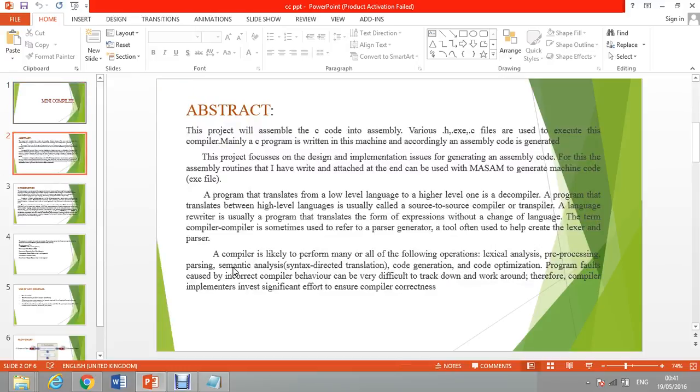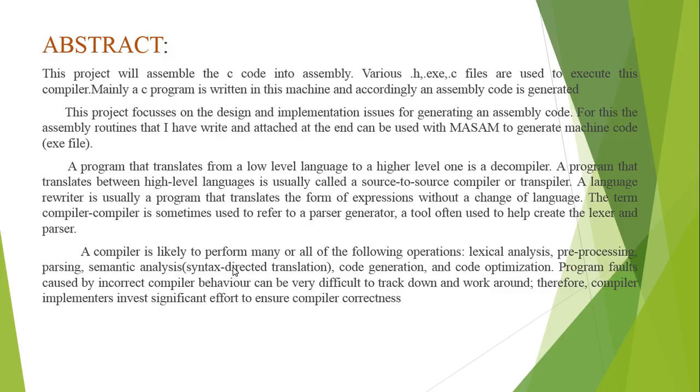So this is a basic abstract. This project will assemble the C code into the assembly. It will include the various .h, .exe, .c files which are used to execute the compiler. So this project basically focuses on the design and implementation issues for generating an assembly code. For this, the assembly routines that I have written and attached in the end can be used with MSM to generate machine code. MSM is also a type of software, and it's a type of exe file which we will use to generate the target code.